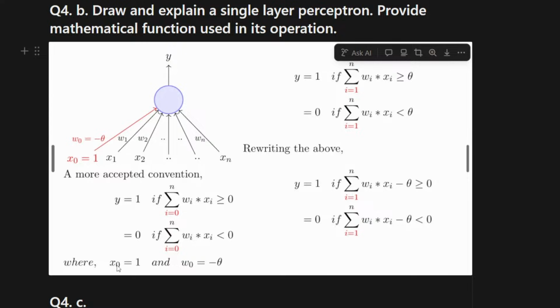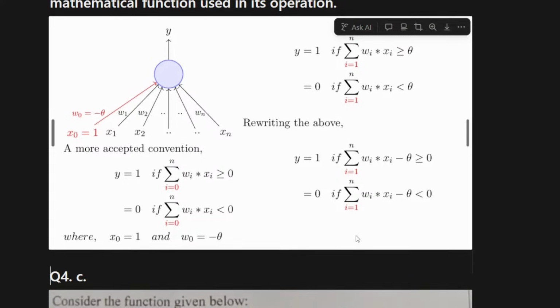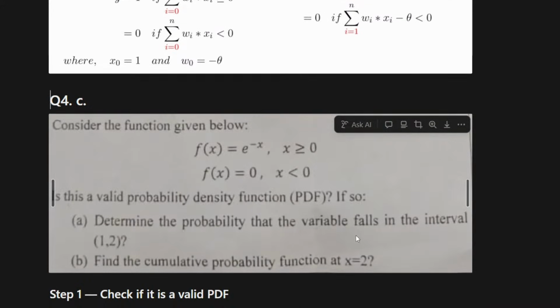In the other case, y is 0. This is one accepted convention. Here we set the threshold as 0, but in general it is set to be theta. Theta is a threshold. If the sum is greater than that particular threshold, y will be 1, else it will be 0. This is basically a single layer perceptron. This is how it works. Let's move on to the next question.